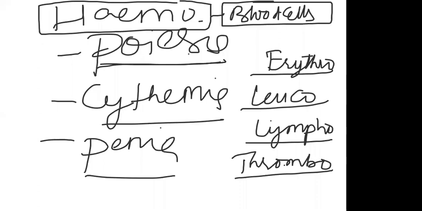Just before we enter into the topic, I'm making you learn all the definitions at a time. So I remind you once again: poiesis means production, cythemia means increase in the number, penia means decrease in the number.